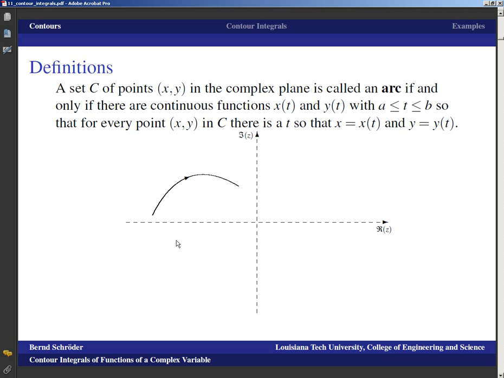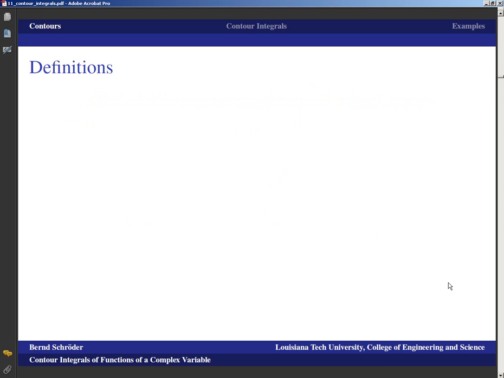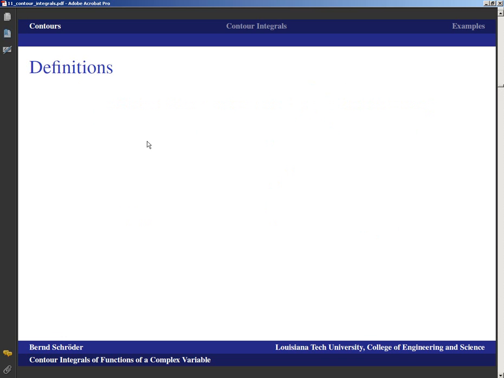What you can do with those is, as t varies, x of t and y of t trace out a curve, and you can pretty much draw any curve you want with that. We call that thing C, and typically x of a, y of a is the starting point, and x of b, y of b is the ending point of that arc. Again, with the usual switching between two-dimensional notation and complex notation, we can also write the continuous function as z of t being x of t plus i y of t.